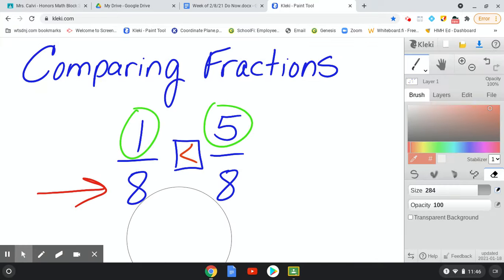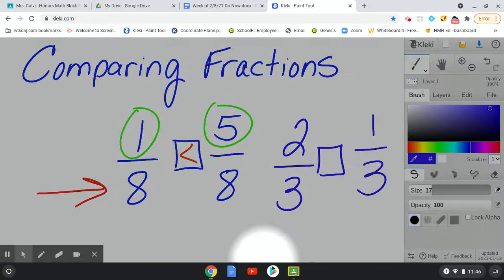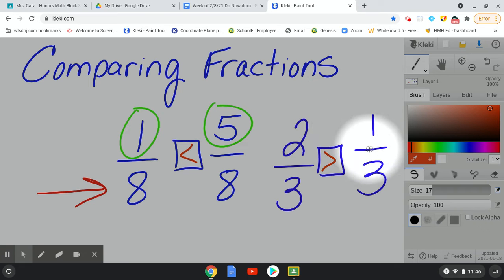So if I had, let's say I had 2/3 and I was comparing that to 1/3. Well, my denominators are the same, so all I need to do is look at my numerators. 2 is greater than 1, so 2/3 is greater than 1/3. Okay, so it's easy when your denominators are the same. Now, when your denominators are not the same, we need to do something else, and I'll show you that next.